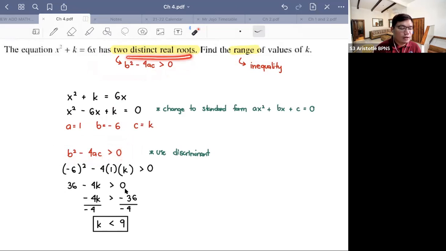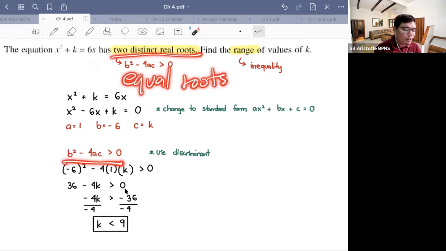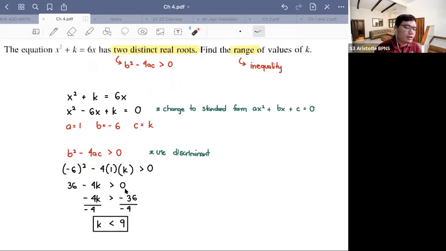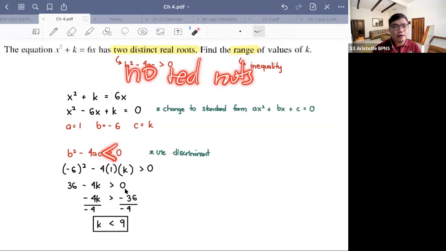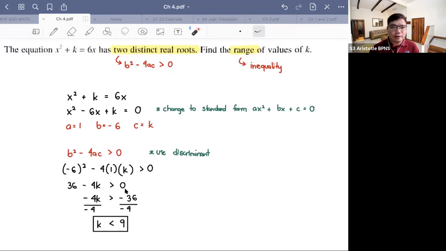It's because of this. Now, other questions. What if it says equal roots? What will be our discriminant? Your discriminant will now become equal to 0. Those are the keywords, class, all right? And if it says no real roots, it will become less than 0. Anyway, we will have some questions that have something like that. So this is your discriminant greater than 0, right?